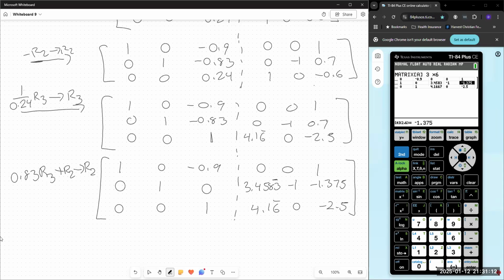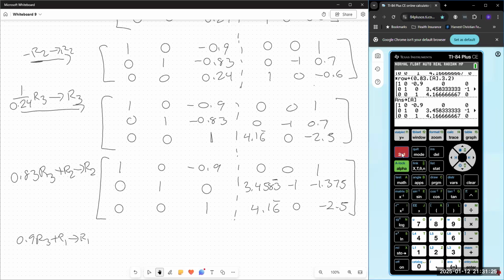Then we need to take 0.9 times row 3 plus row 1 to produce a new row 1. So let's come out to my home screen and do that. Go into second matrix math, multiply and add 0.9, second matrix A, multiplying row 3, adding it to row 1 to produce a new row 1. And we have our identity matrix on our left-hand side that we wanted.